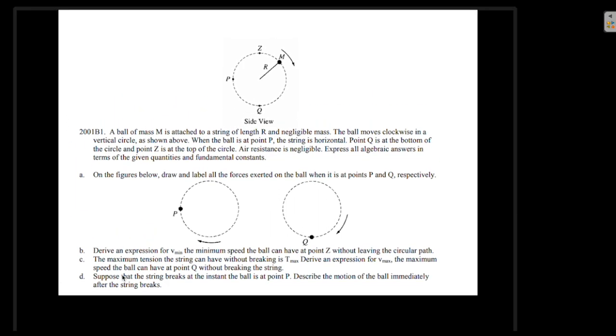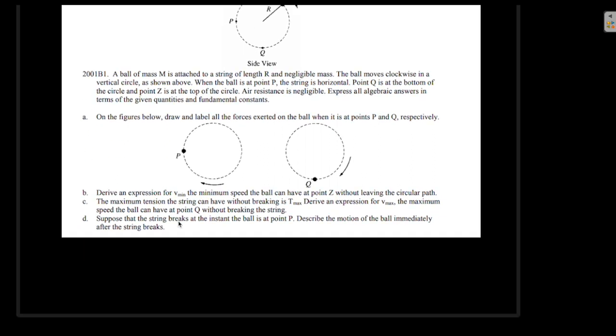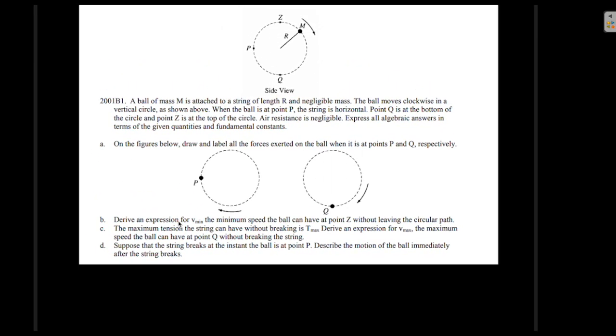All right, so in dynamics, there are going to be two parts. There's going to be linear dynamics and circular dynamics, or circular motion. So here is the 2001 circular dynamics FRQ. A ball of mass m is attached to a string of length r and negligible mass. The ball moves clockwise in a vertical circle as shown above.